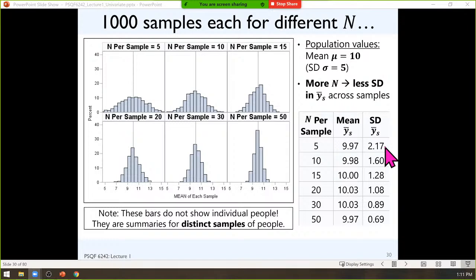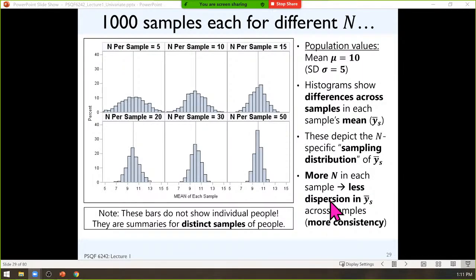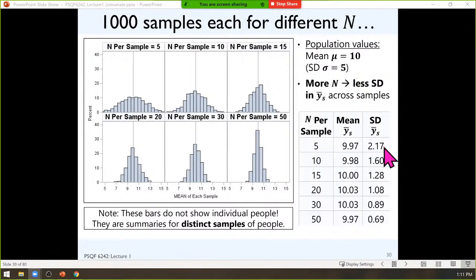So think about this. We have the standard deviation of the people, and we have the standard deviation of the sample means. Standard deviation of the people, let me go back to this picture because this is people. The standard deviation was 5. Any one person in my 100,000 people population is off from the mean of 10 by 5. That's standard deviation. If I draw repeated samples from that population, I can also look at how different the means are across those samples.